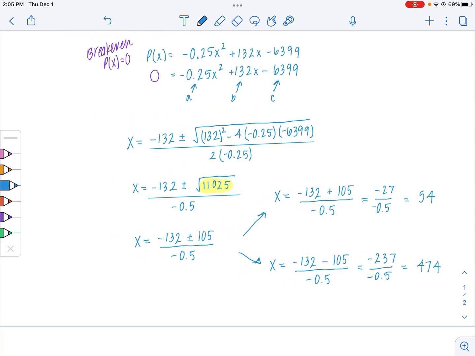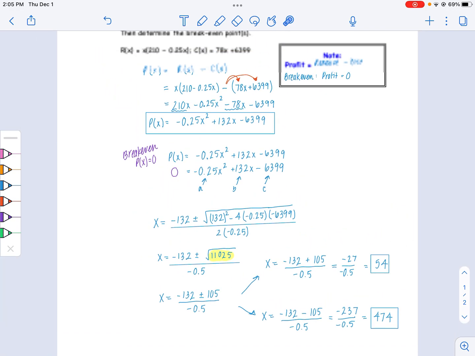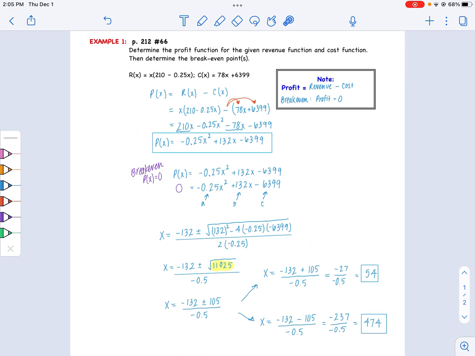So those two answers would be the points where, if I sold these many items, I would break even. That means I wouldn't lose any money, I wouldn't gain any money, my profit would be 0. So that is day 19 for you. You'll see a homework problem that looks very similar. Again, watch out to make sure you distribute in your profit function and make sure you simplify your discriminant. If you have questions, please bring them to class.